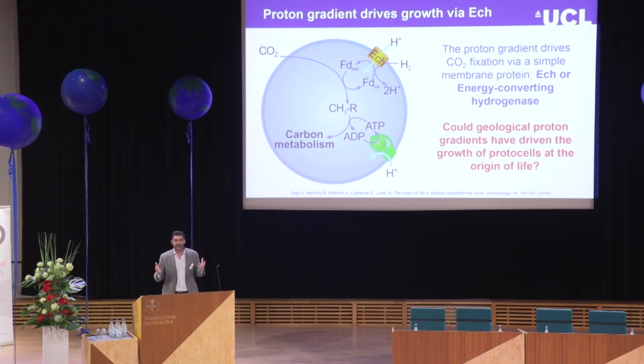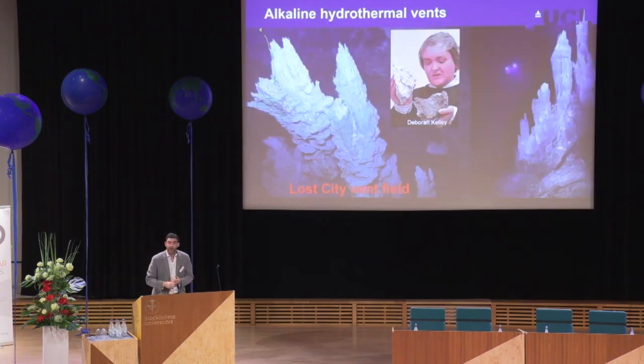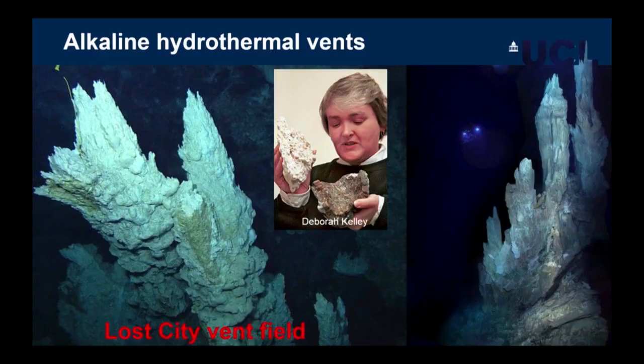The question is, are there environments on the early Earth or the Earth today where we have natural proton gradients, geologically sustained proton gradients that might potentially do the same job? Well, there are. This is perhaps the most famous environment. There are probably other environments that might do this as well. These are known as alkaline hydrothermal vents. They were discovered in the year 2000 by Deb Kelly at the University of Washington. And this is Lost City, the vent field that she discovered.